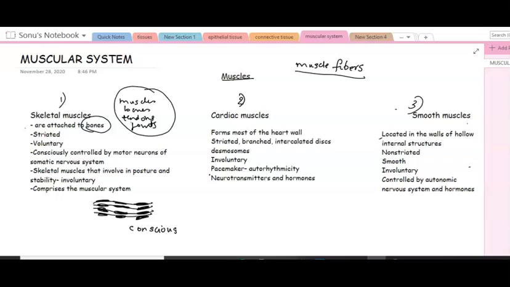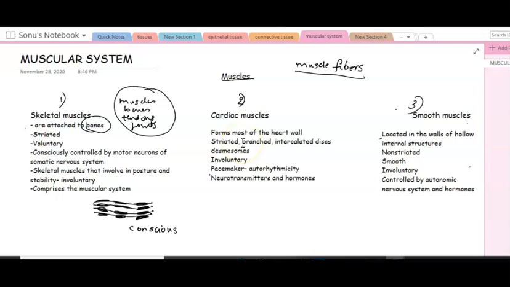So some muscles always have to be in a contracted state, while the opposite, that is the antagonistic muscles, have to be in a relaxed state. So this alternate contraction and relaxation is responsible for the movement. And all the skeletal muscles comprise the muscular system of the body.